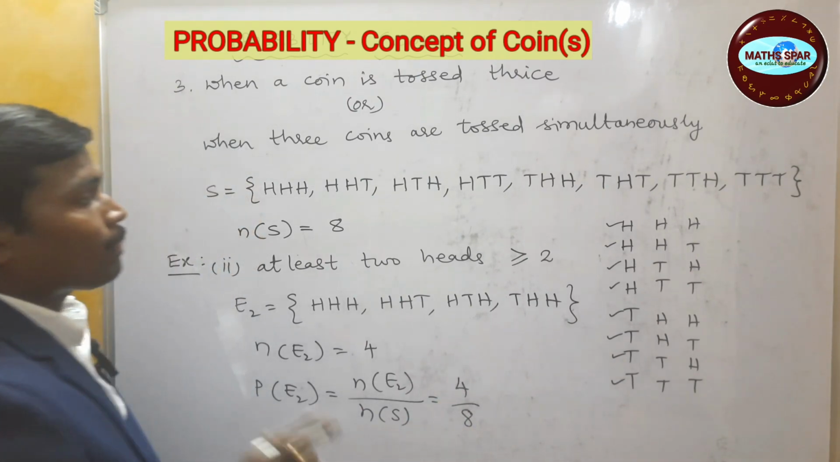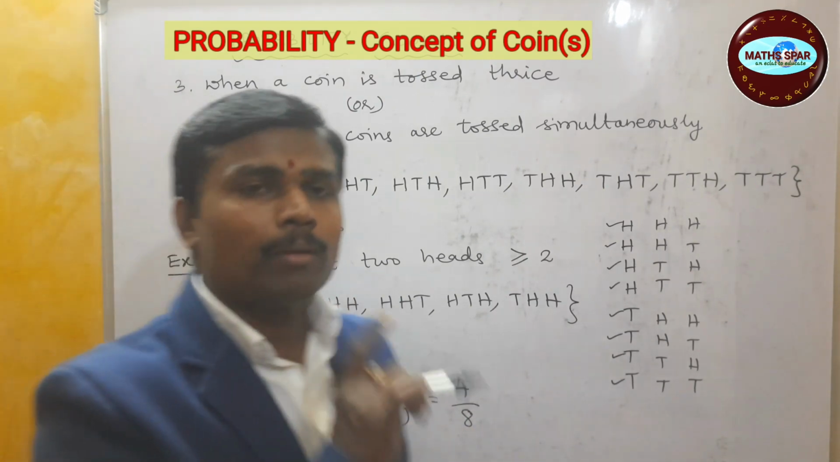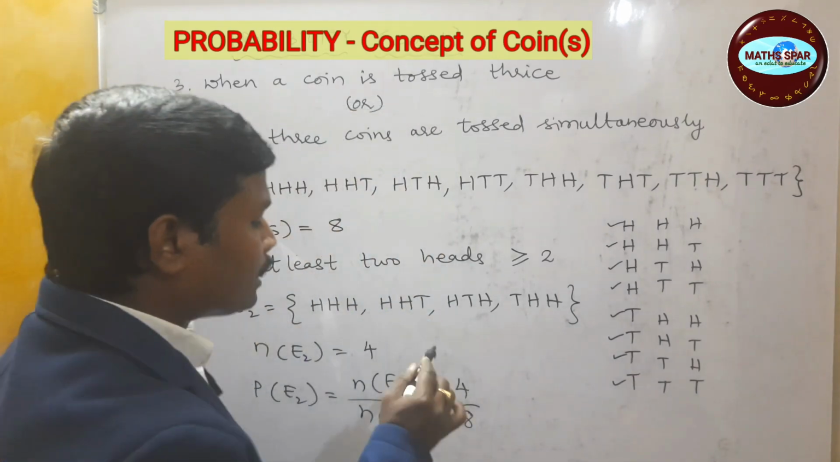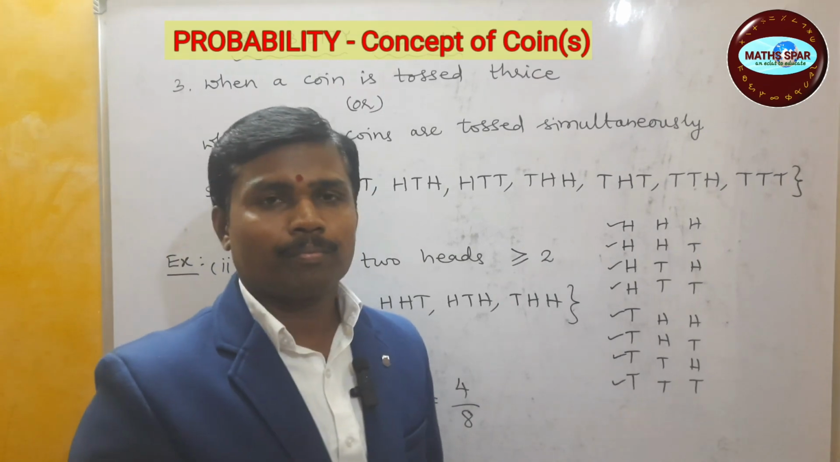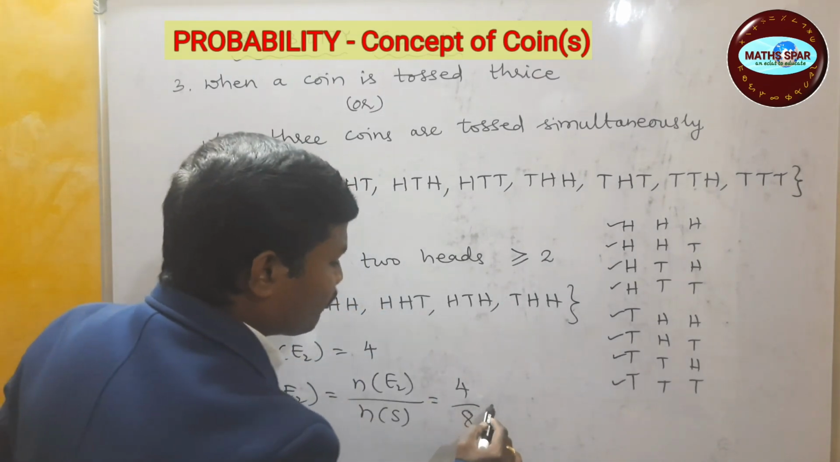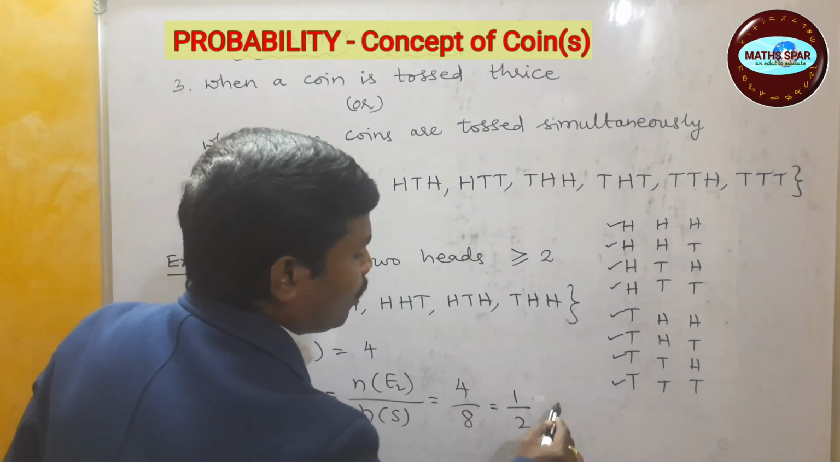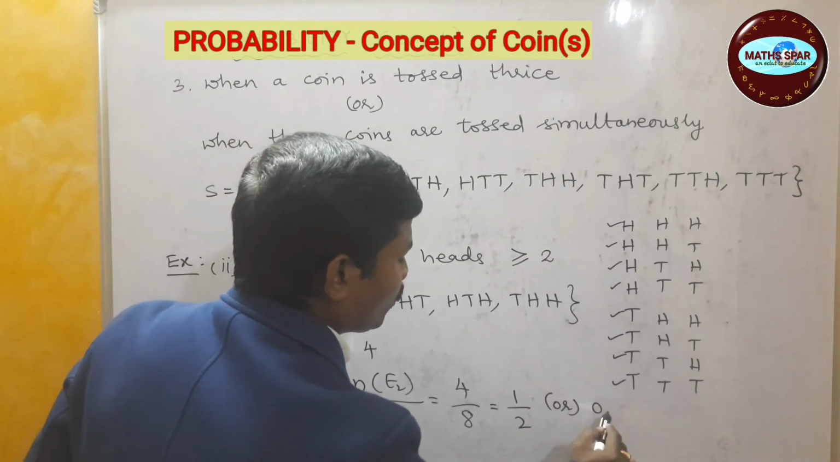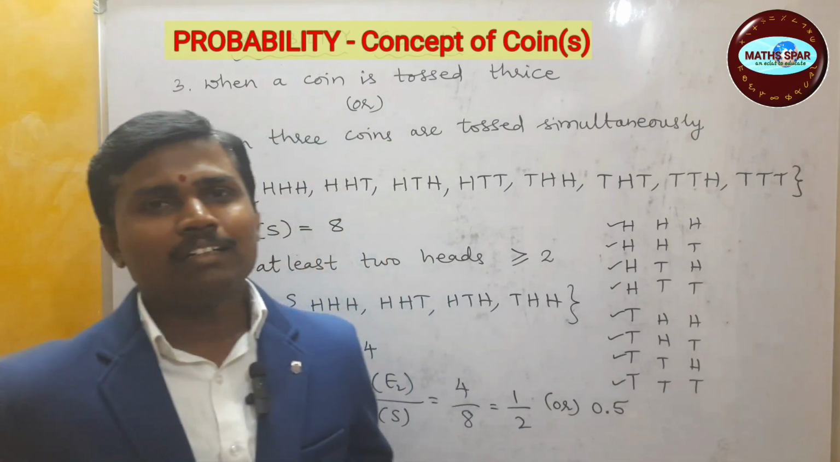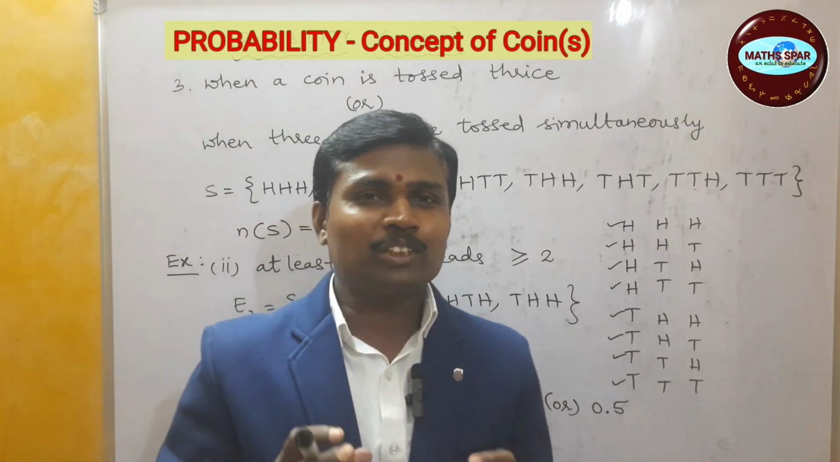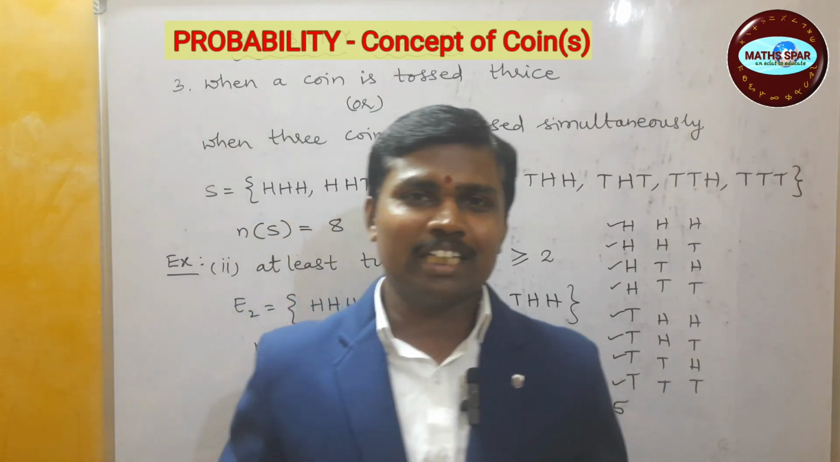And do remember that the answer must always be written in the simplified form, and that simplified form is 1 by 2 or 0.5. So hope you are done with coin based questions in probability.